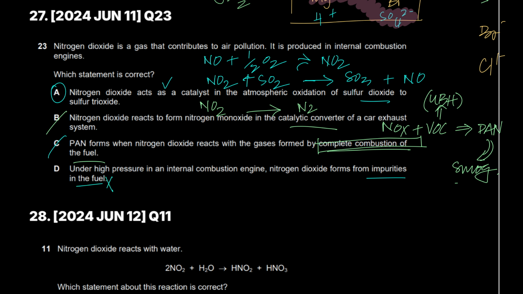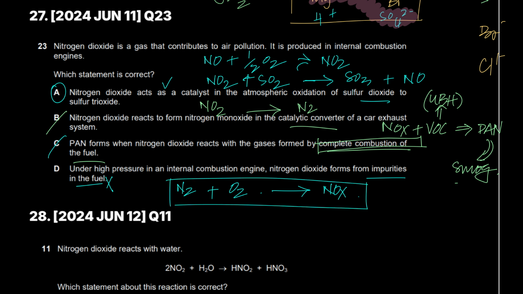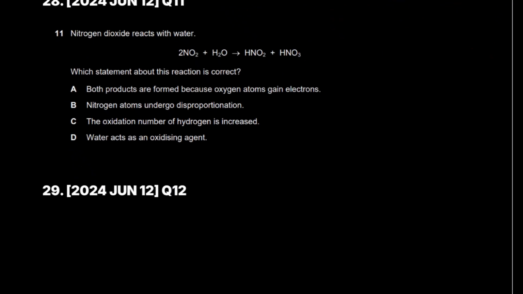Under high pressure in the internal combustion engine, nitrogen dioxide forms from the impurities of the fuel. Absolutely incorrect. Nitrogen dioxide does not form from the impurities of the fuel. Fuel normally does not have nitrogen in it. It forms because the nitrogen in the air reacts with the oxygen in the air. At high temperatures, it forms nitrogen oxides, NOxes, right? So it does not form from impurities, rather it's because of the nitrogen in the air which reacts with oxygen, and the internal combustion engine provides that high temperature as the activation energy.